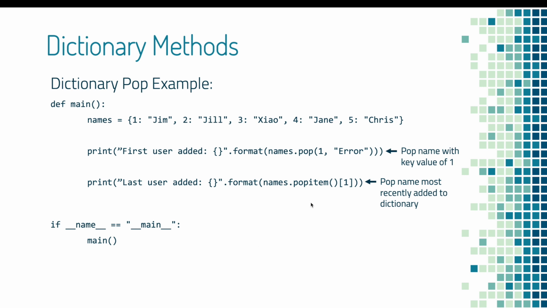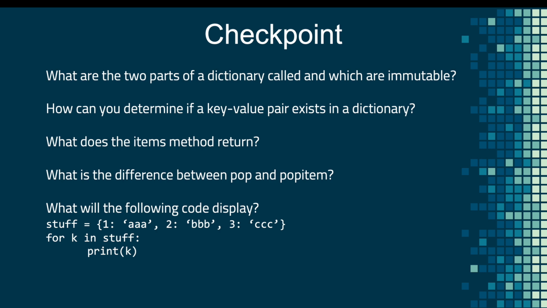Okay, in earlier versions of Python, it's not going to be the last user added. It's going to be a random user. Just keep that in mind. All right, so let's go through this checkpoint here.